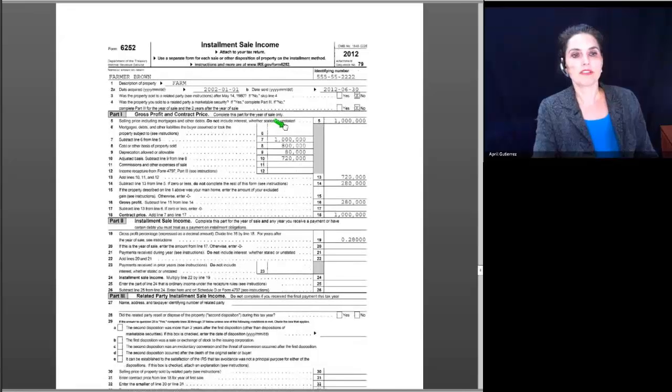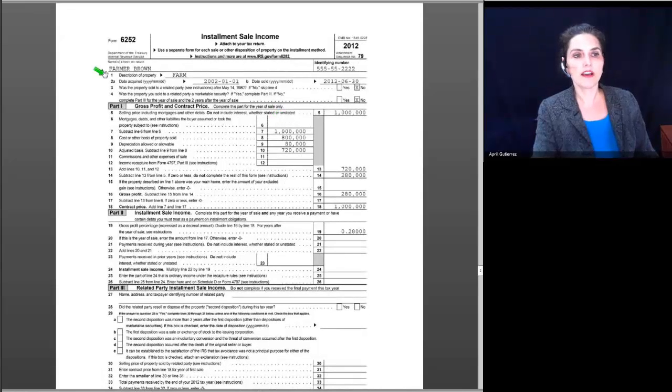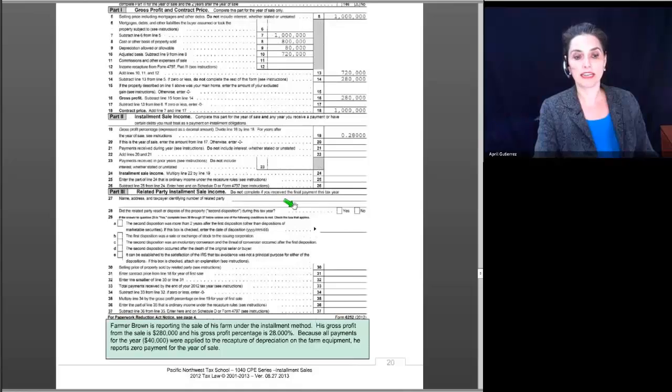Here is Farmer Brown's 6252 for the year of sale. He's got an installment sale going on the farm. He enters a description, the acquisition date, the sales date. It was not sold to a related party. He enters the sales price. He enters his cost. He subtracts out depreciation to get his adjusted basis. He carries the adjusted basis to line 13, subtracts it from line 5 to get his profit. And his gross profit ratio ends up being 28%. However, he receives no payments for the year, so he has no installment sale income for the year to enter on line 21.